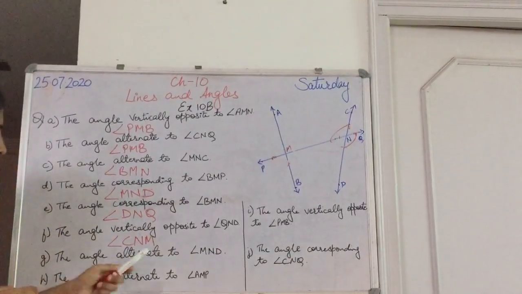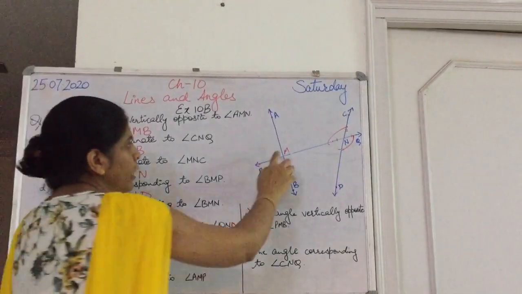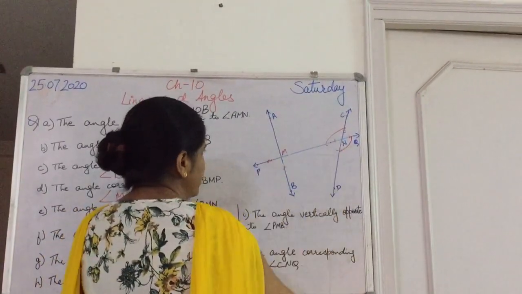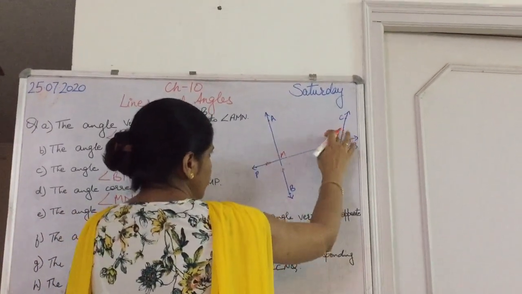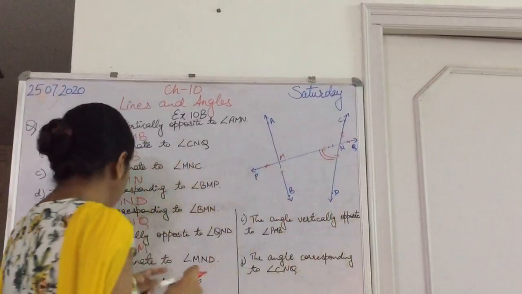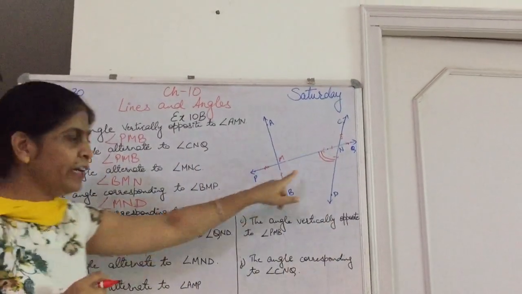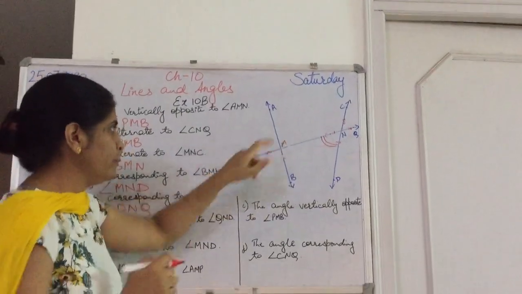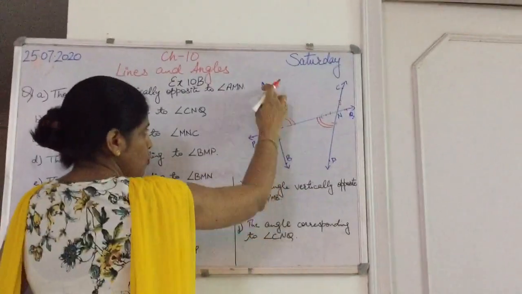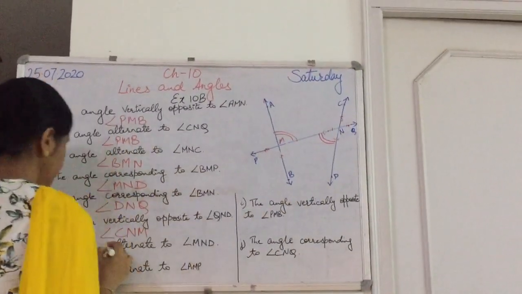Now angle alternate to M and D. M and D means this angle. Clear? So we have to find out alternate. Again it is inside. So opposite will be of this side. So AMN.